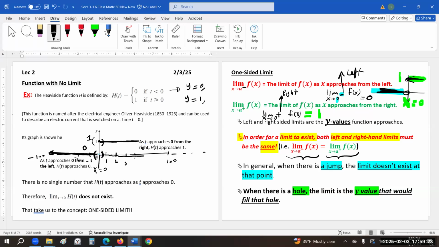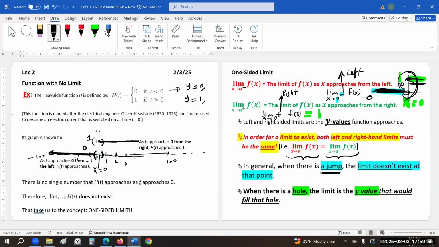So usually the limit exists everywhere in the function, except in a few cases. One of the cases is a jump. When you have a jump in the function, the limit doesn't exist. For example, here in the Heaviside function, your y value is 0, 0, 0, 0, and suddenly you jump to 1, and then now your y values are always 1, 1, 1, 1, 1. So there's a jump at x value 0. When you have a jump, the limit doesn't exist.